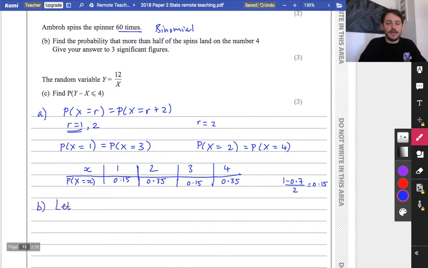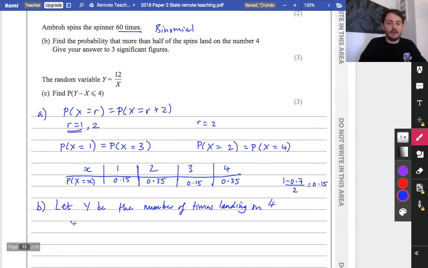So let's say, let x be, let's not do x, we've already done x, let's keep it a bit different. Let y be the number of times landing on 4.